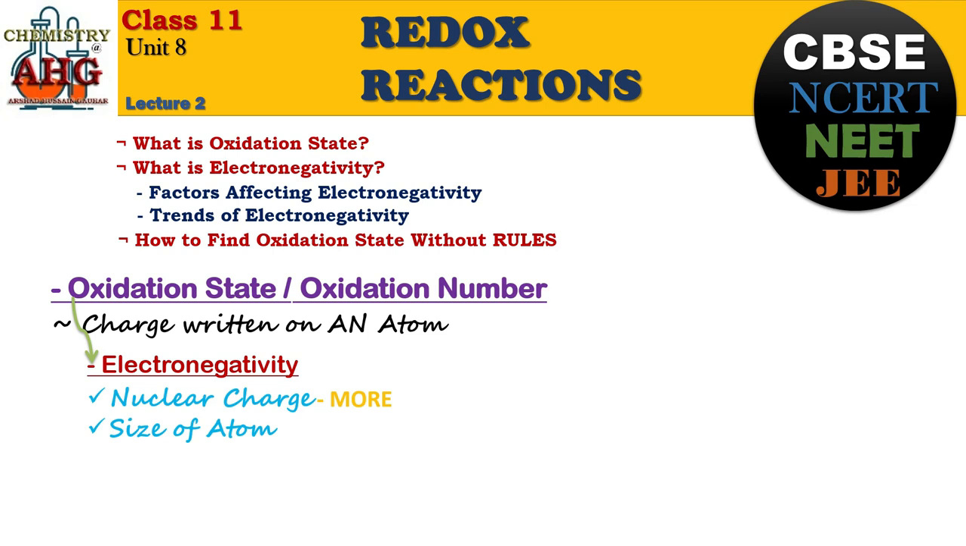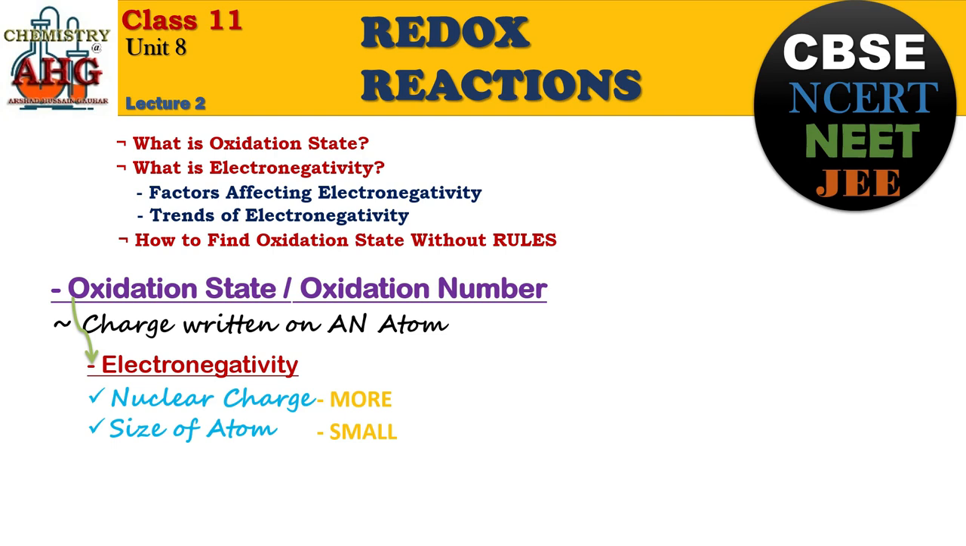Likewise, size matters. It is important for higher electronegativity of an element. Whenever an element is small in radius, small in size, the distance of the valence shell, the distance of the shared pair, the bonding pair with respect to the nucleus, is less. Whenever the shared pair or valence shell is closer to the nucleus, the nucleus can attract that shared pair or valence electron strongly.